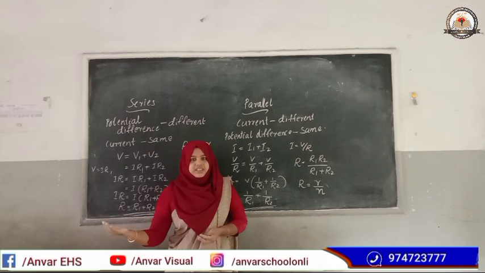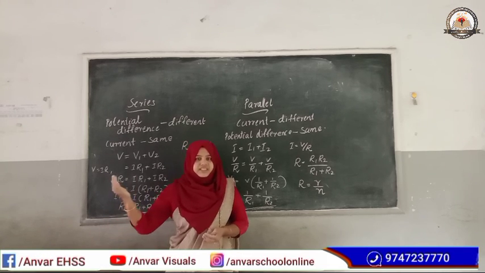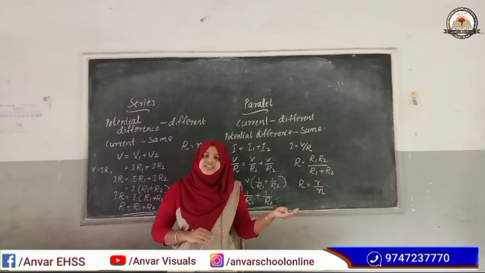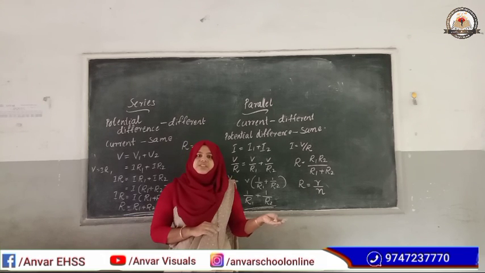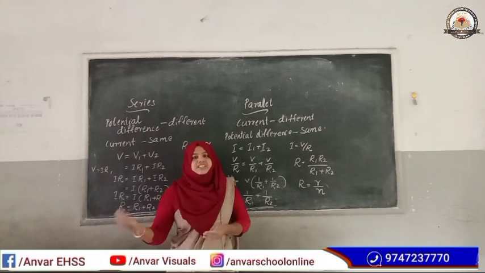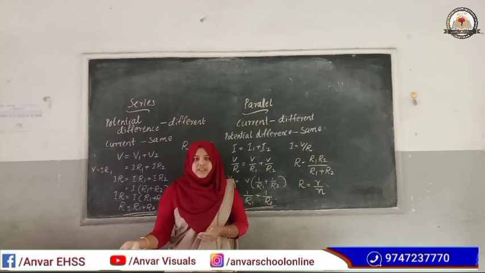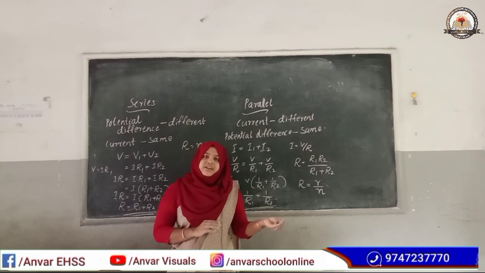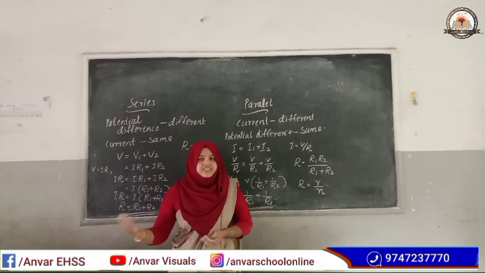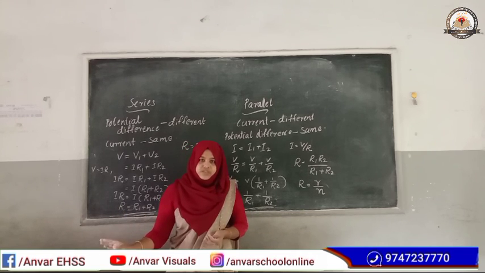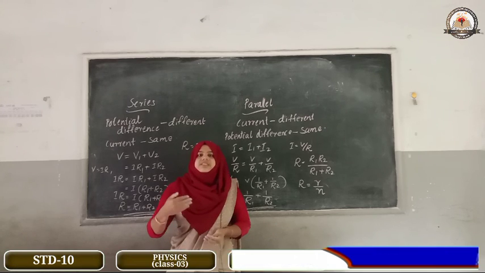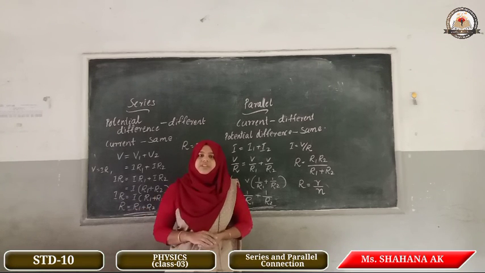Then in series, total resistance increases. In parallel, total resistance decreases. In series, potential difference is different. In parallel, potential difference is same. In series, current remains same, but in parallel, current will be different. In series, each resistor cannot be controlled by separate switches. In parallel, every resistor can be controlled using separate switches.